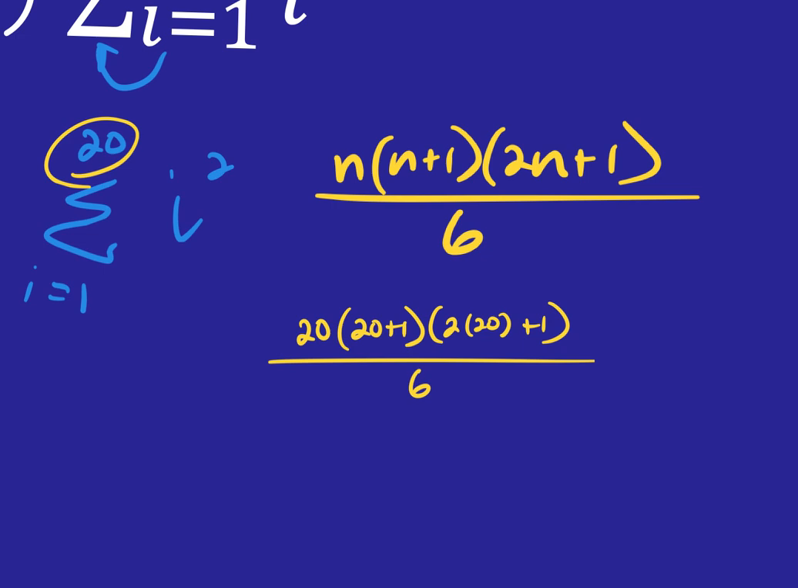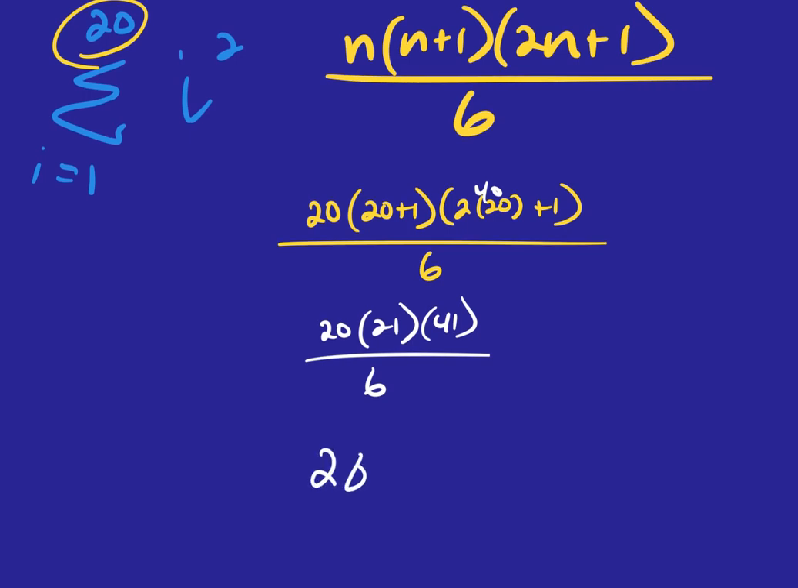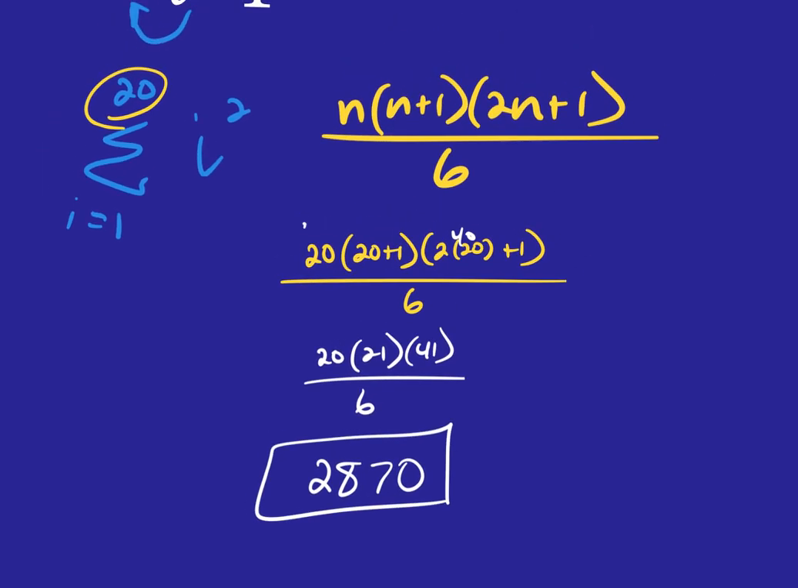I'll show you. Okay, so I'm going to maybe just simplify this, because it's easy to simplify, and make it 20 times 21. This would be 40 plus 1, so 41, all over 6. And then just type it in, 20 times 21 times 41 divided by 6, and you get 2,870. You could also just type this whole thing in and not simplify any of it. It will still give you the same answer.